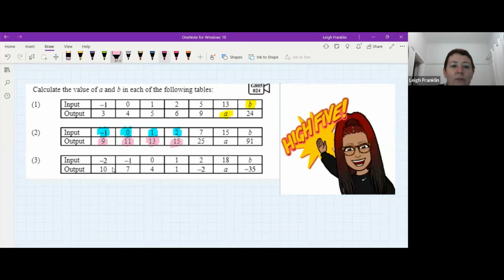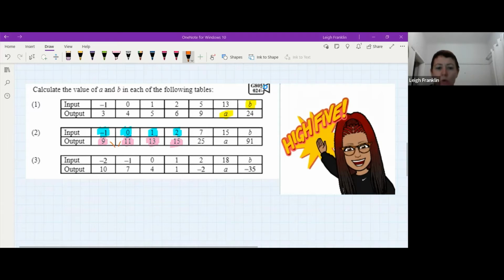And I have to work out the difference between these outputs. So what am I adding each time? To go from 9 to 11, what must I add? Kabo, what must I add? Teacher, I think you add, let me just see. Is it 11? No, and then 2. I think you add 2. You do, that's right.